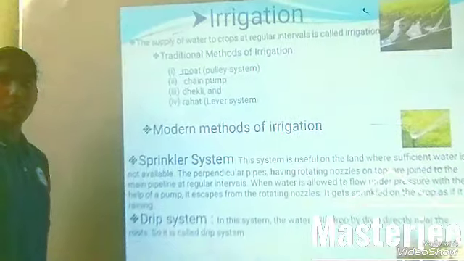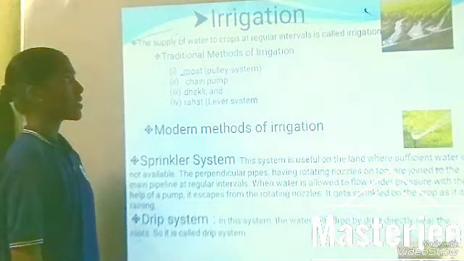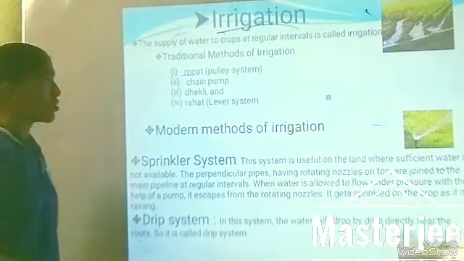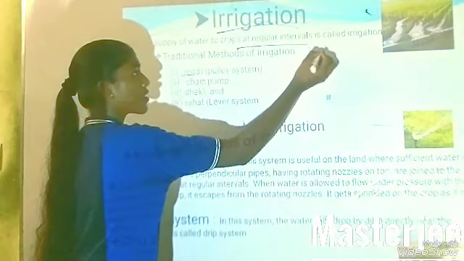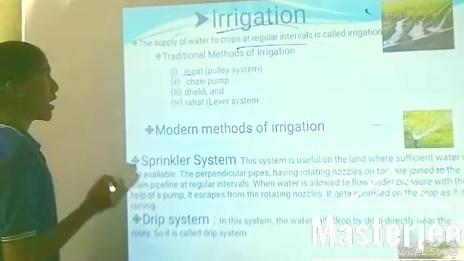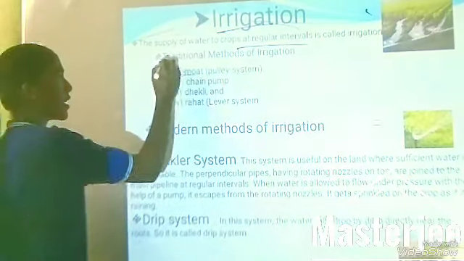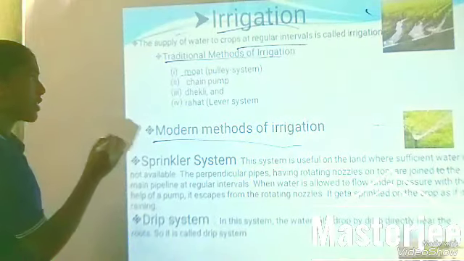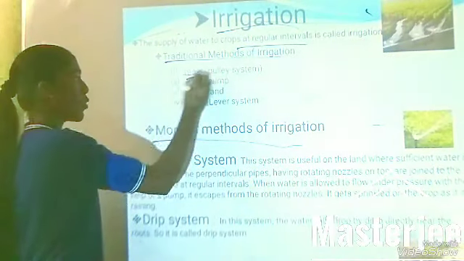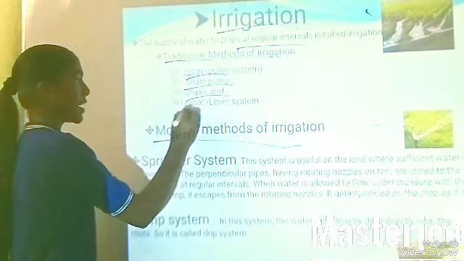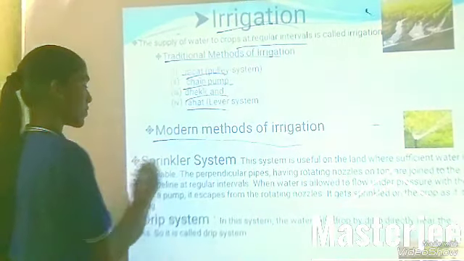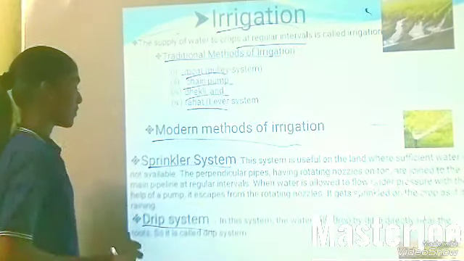The next thing in agriculture practice is irrigation. The supply of water to the crops at regular intervals is known as irrigation. There are two methods of irrigation, which are traditional method and modern method of irrigation. The traditional method of irrigation contains moat, chamber, dekki and rahar. The modern method of irrigation contains sprinkler system and drip system.